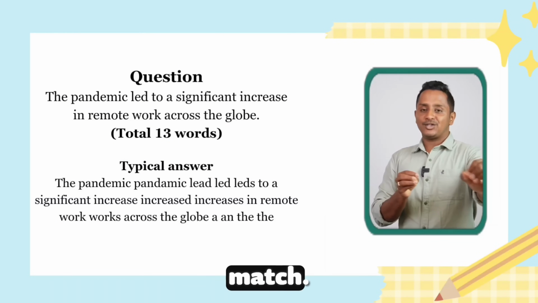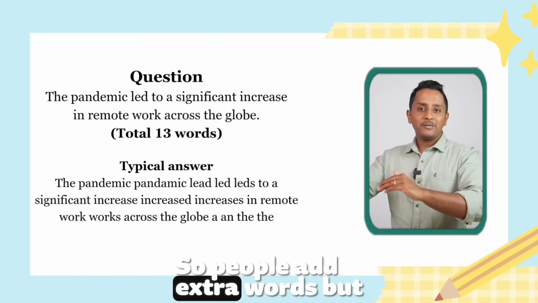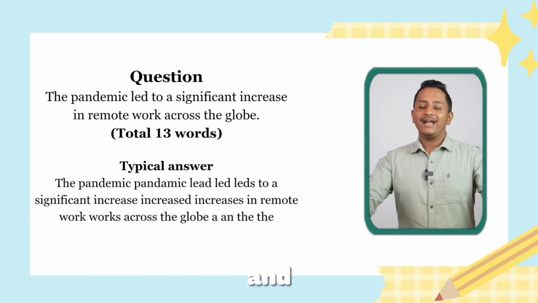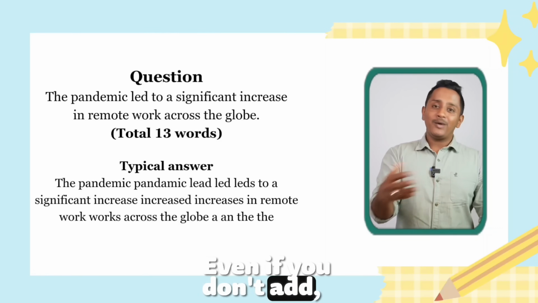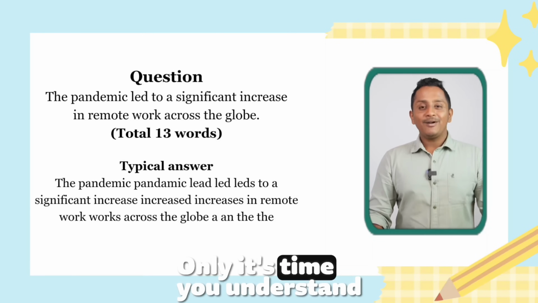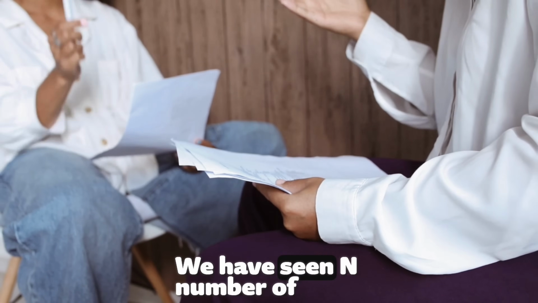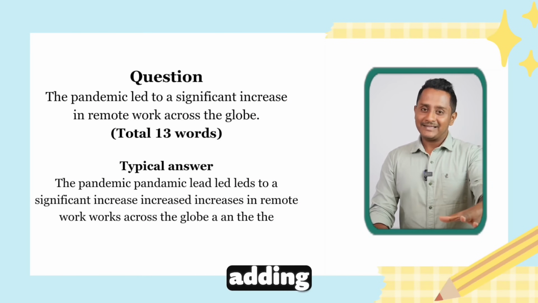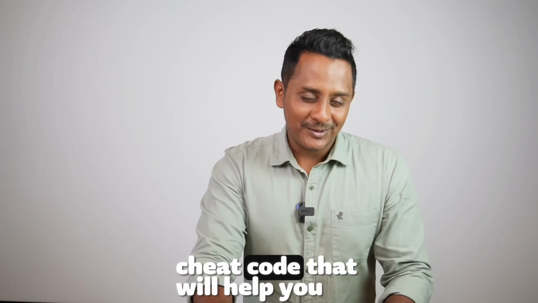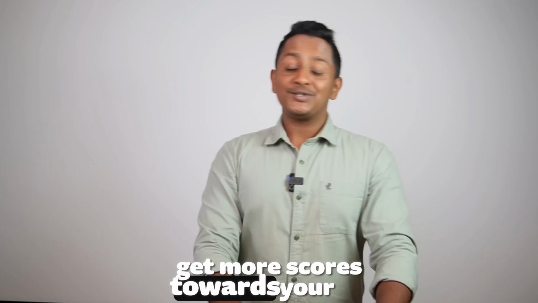What makes a difference is not the adding. Whatever you add should match. So people add extra words, but they add a lot of wrong words, and they get 45 overall. They come back and comment here, this is not working. Even if you don't add, you get 45 overall only. It's time you understand and appreciate this. We have seen n number of students every day getting that 90 in writing and listening by adding this. So you can absolutely add. This is a famous, very popular cheat code that will help you get more scores towards your writing and listening.